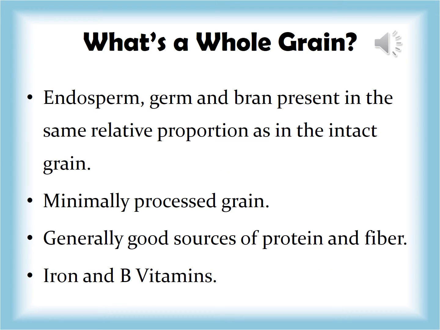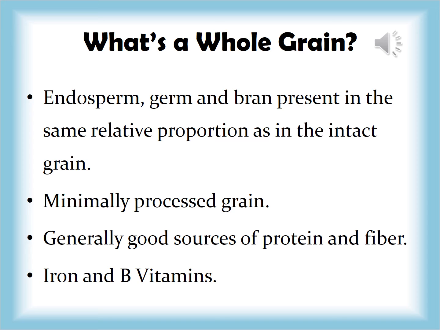As they naturally occur in nature, all grains have three main components, and this is the endosperm, the germ, and the bran. There will be some processing of any grain in order to allow it to reach your kitchen table, but minimally processed or whole grains are processed to keep these three components relatively intact. So whole grains are going to have an endosperm, a germ, and a bran, and we're going to talk a little bit more about that on the next slide.